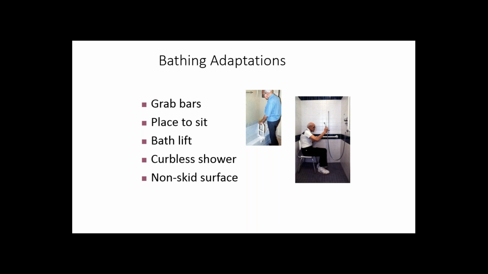Having a place to sit, and there are different options, chairs and benches. There are tub benches that go across the tub, and you can sit down before you even get into the tub and slide across. There are more expensive options if people really want to take a bath. There are lifts that look like a chair that you sit in the tub, and then it lowers the person down.